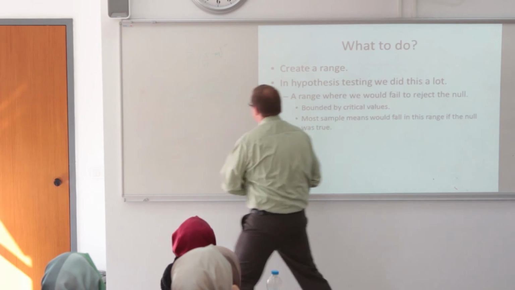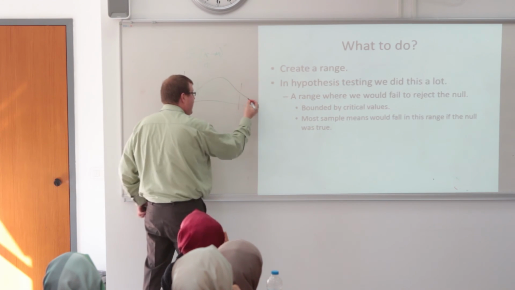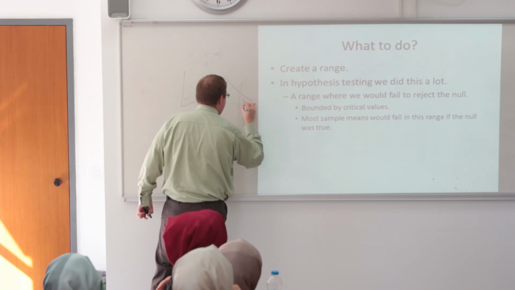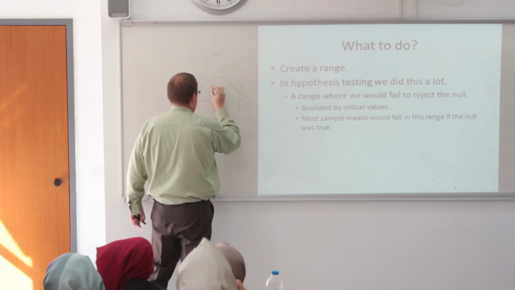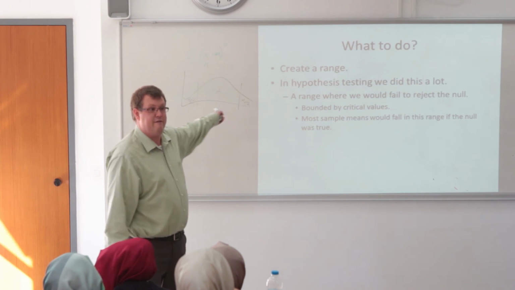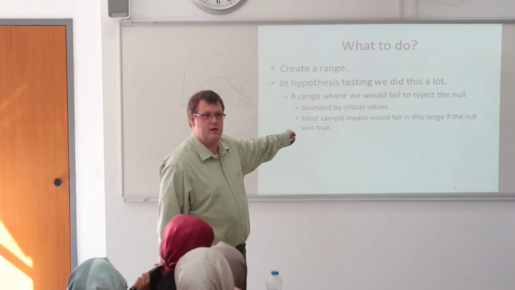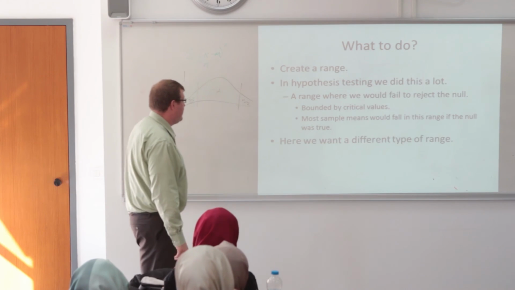Let's draw our distribution. Here we go. We have some distribution. We're cutting it off. We have half of alpha up here, alpha over 2, and alpha over 2 down here. What's left? 1 minus alpha. If alpha was 0.05, we've got 95% of the stuff in the middle. So 95% of the time, the sample mean would fall in that range.